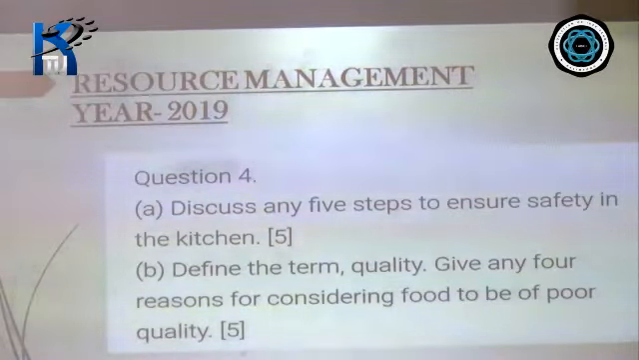In this context, one question had come in 2019 for 5 marks: what would be the 5 steps to ensure safety in the kitchen, define the meaning of the term quality, and 4 reasons for considering food to be of poor quality, again for 5 marks.